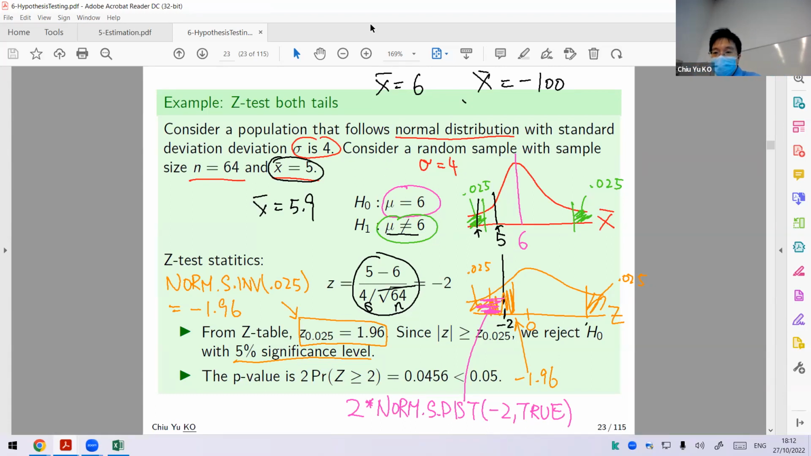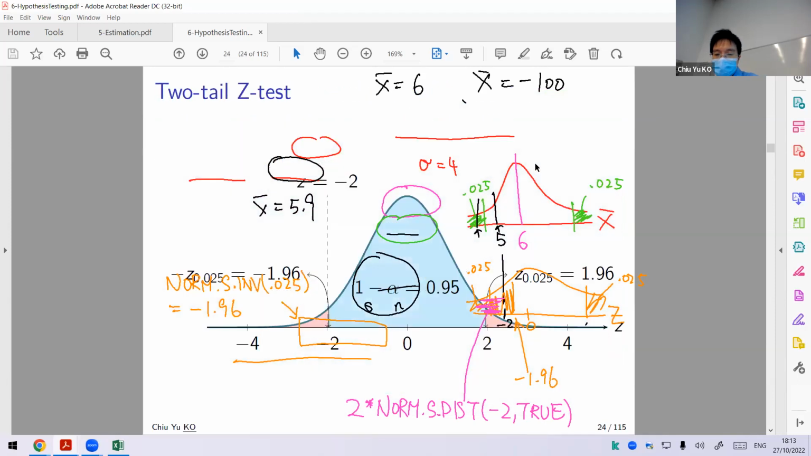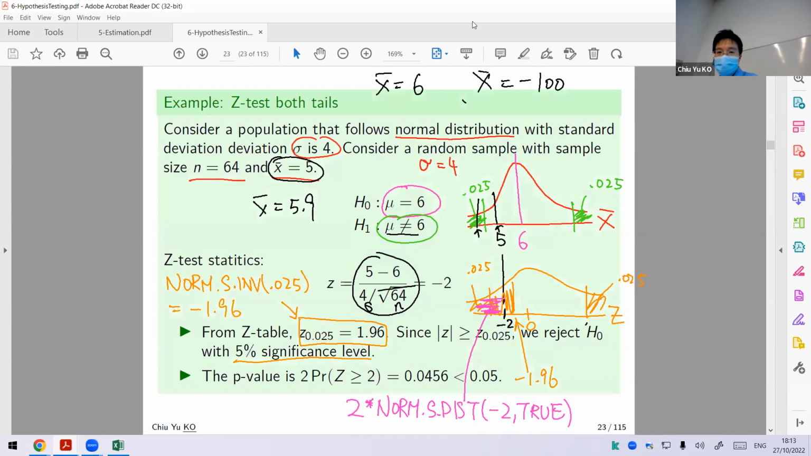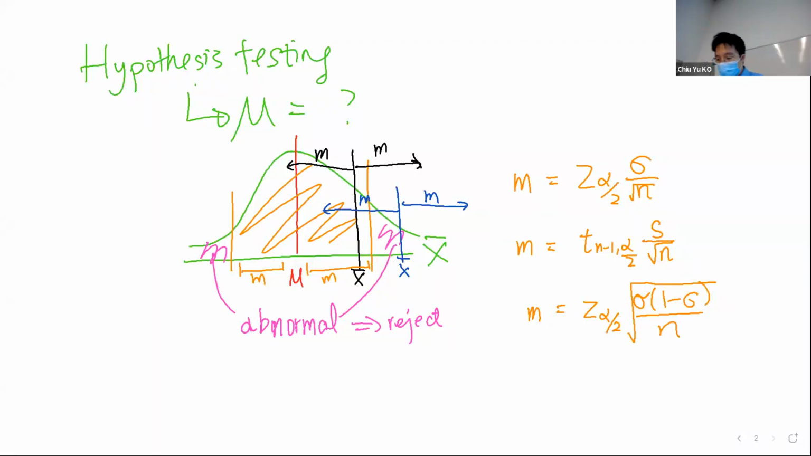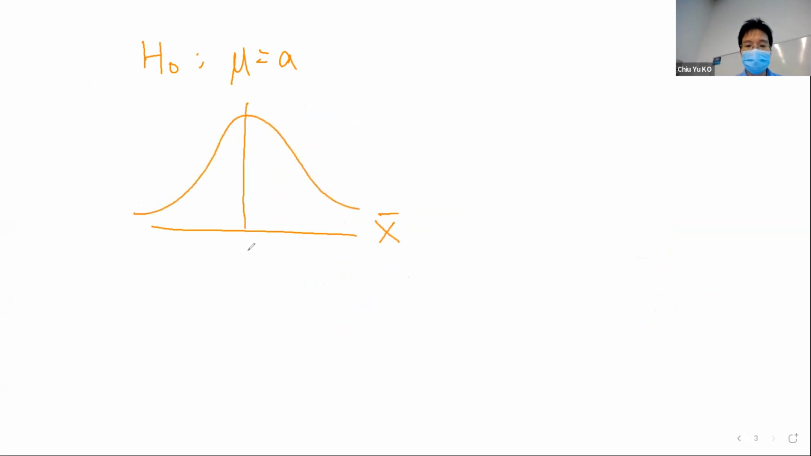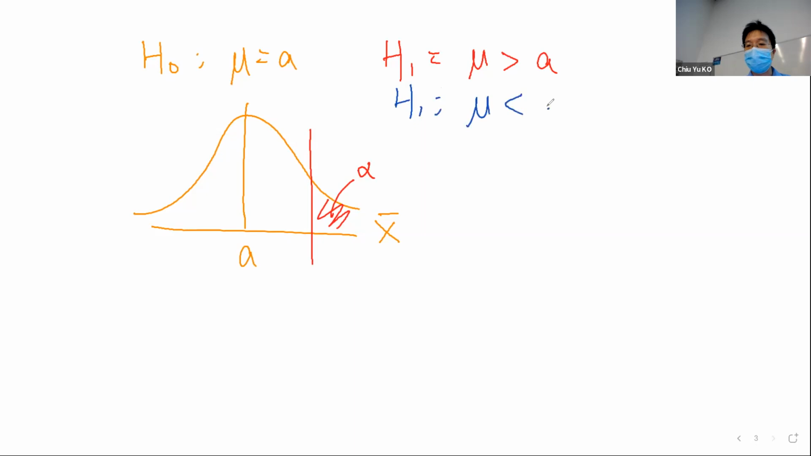For the remaining time, I'm not going to open a new topic, but I will hint at what we are doing. Just use 2 minutes to summarize what we have done. So far, we have H0: mu equals A. Based on this, we can construct X bar as a bell curve, with A here. If H1 is mu more than A, then you would have this area, this is alpha. And if H1 is mu less than A, you would have this alpha.